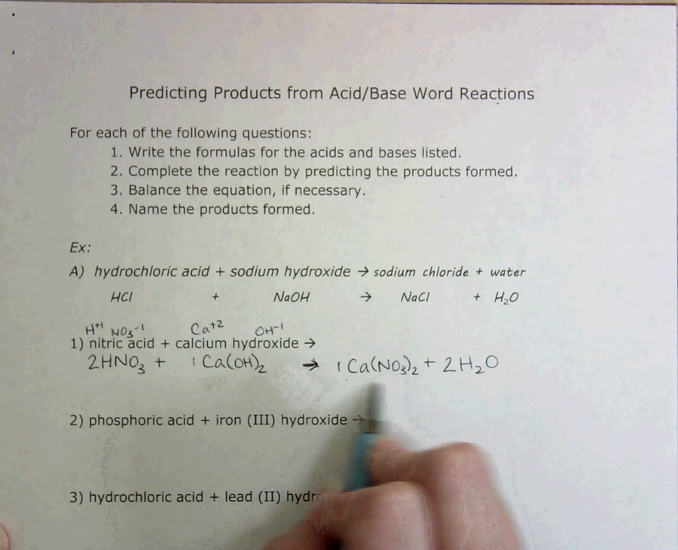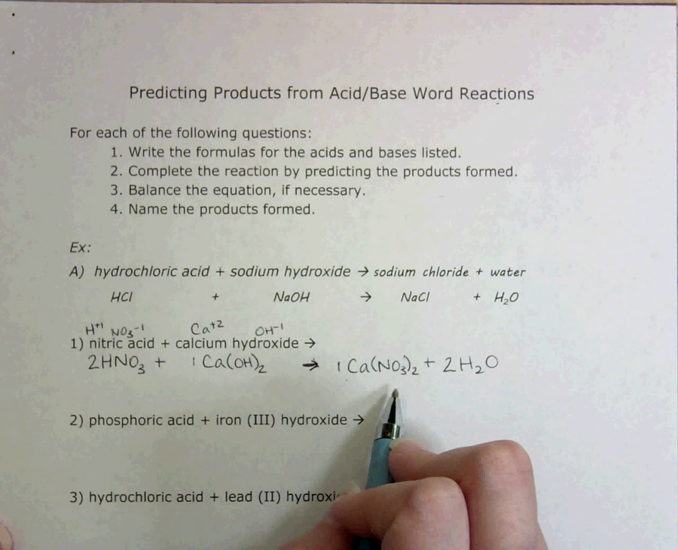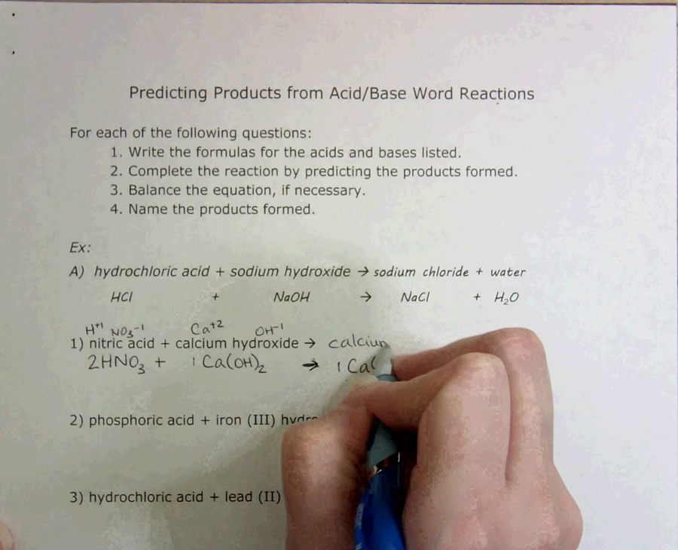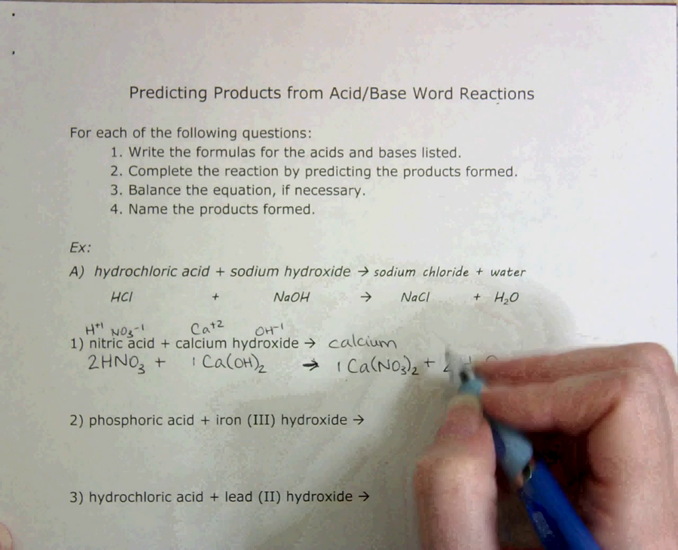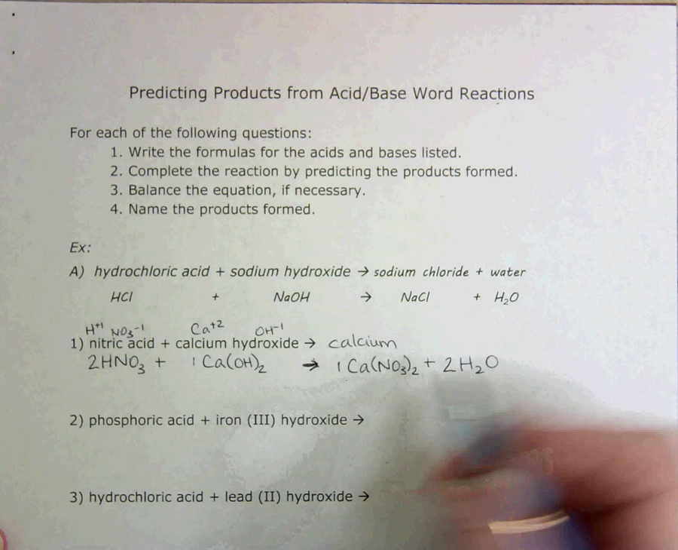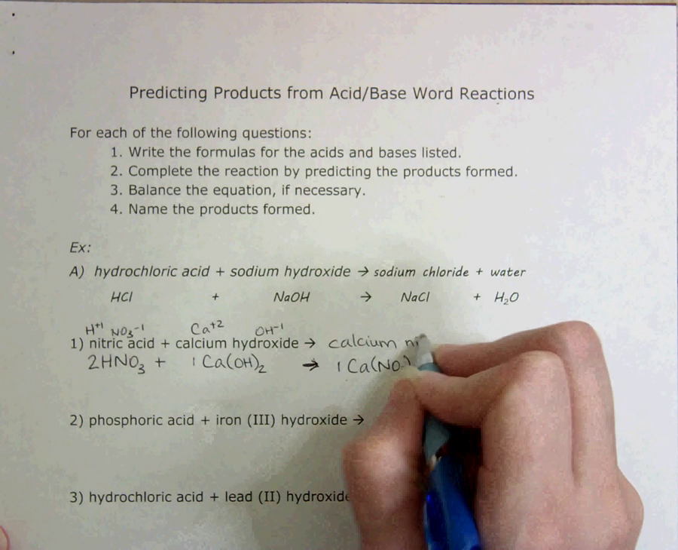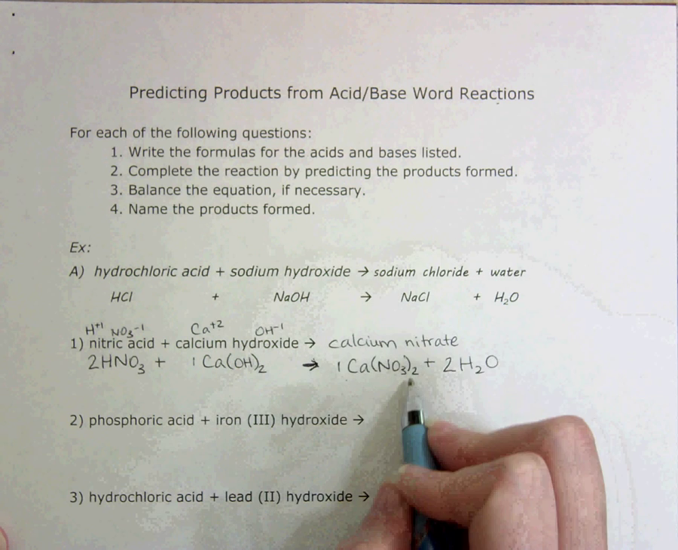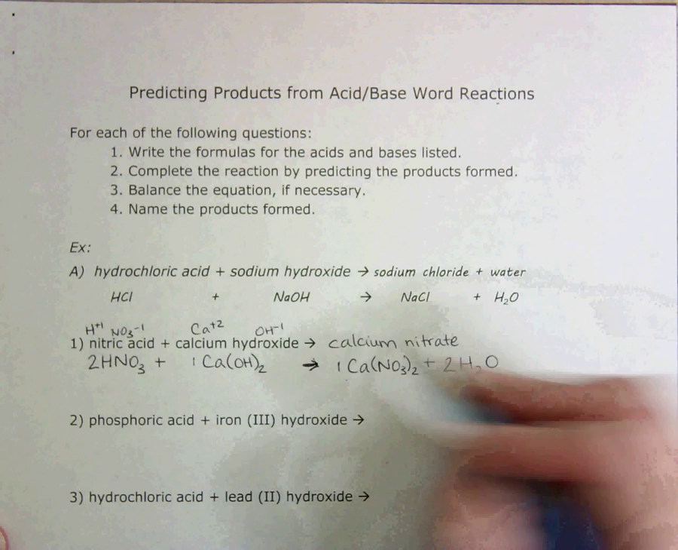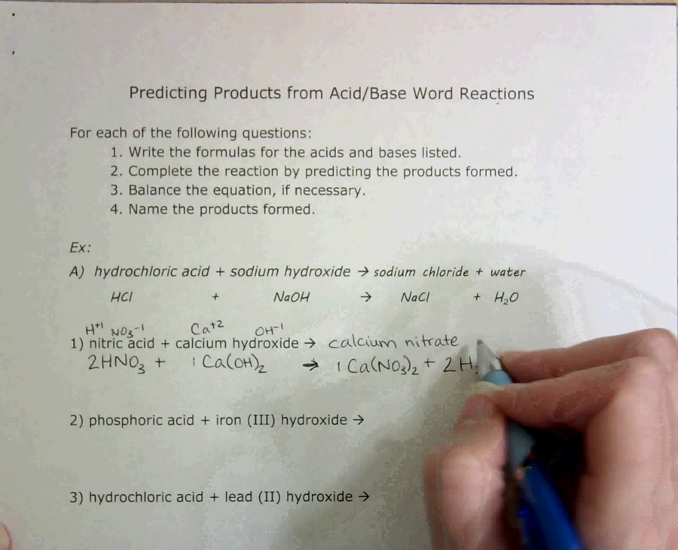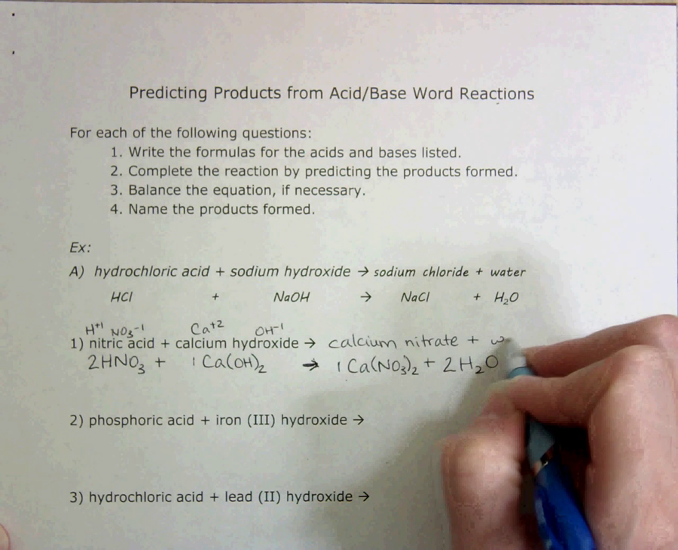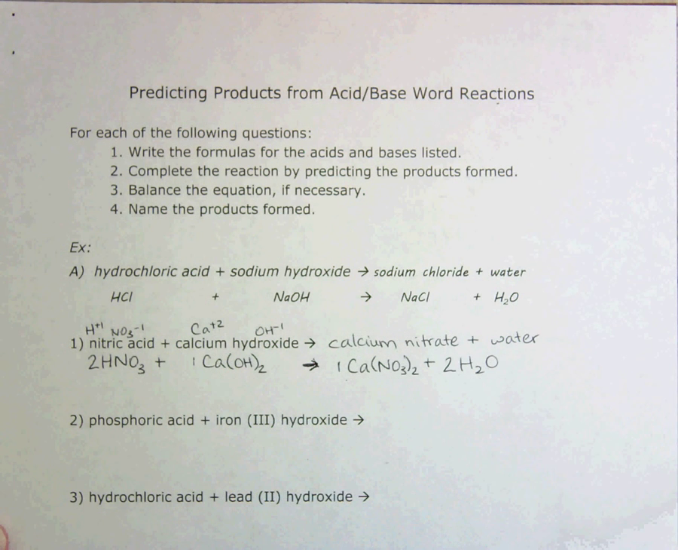So I have, this is a salt, so I'm going to name it as a salt. Ca is calcium, and NO3 is nitrate. Because I'm looking at an ionic salt here, it does not matter how many nitrates I have. I just write calcium nitrate, and I don't have to worry about having 2 of them. In ionic compounds, we don't do the prefixes like we do in covalent compounds. And then plus H2O is always water. And number 1 is done.